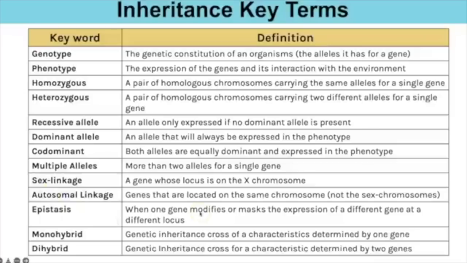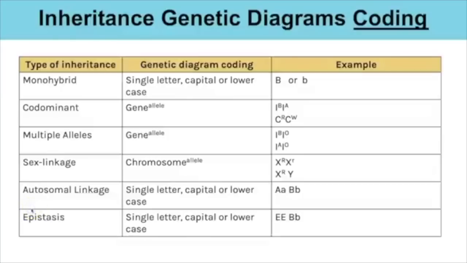Epistasis is when one gene modifies or masks the expression of a different gene at a locus. And then monohybrid and dihybrid is referring to types of genetic crosses. So monohybrid is when you're looking at the inheritance of just one gene. Dihybrid is when you're looking at the inheritance of 2 genes at a time. And we're going to go through the types of inheritance in more detail and have a look at examples of genetic crosses.